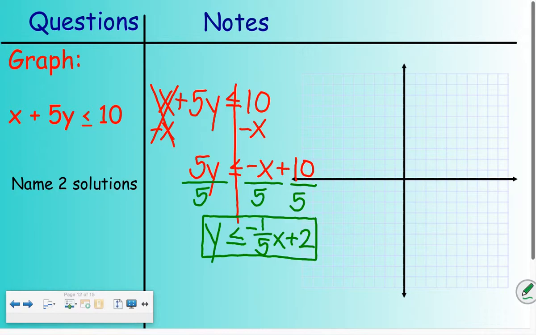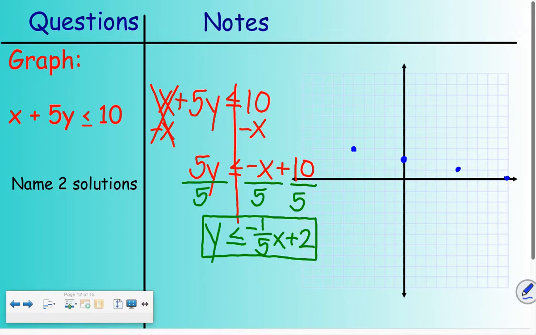Same thing. All right, my y-intercept is 2, so I'll put my first dot on 2. Rise negative 1, run 5. Rise negative 1, run 5. And we'll do one backwards. 1, 2, 3, 4, 5.